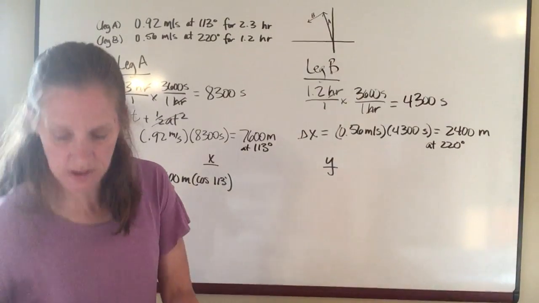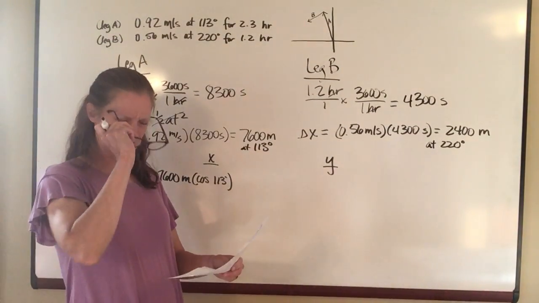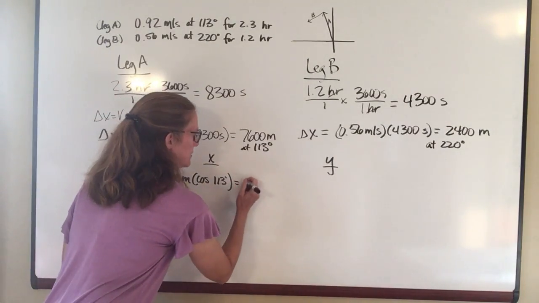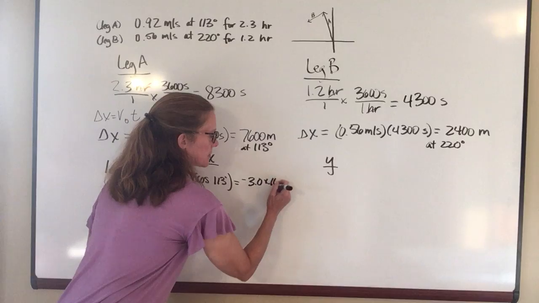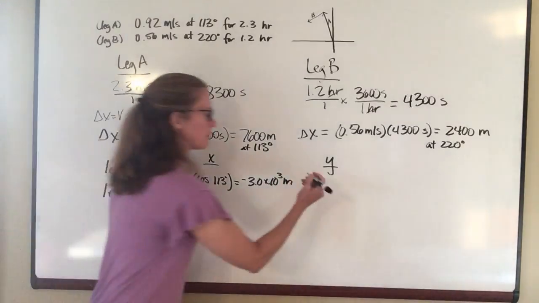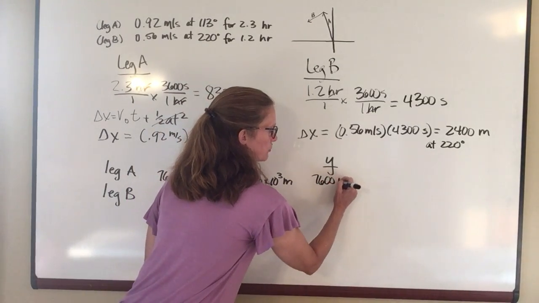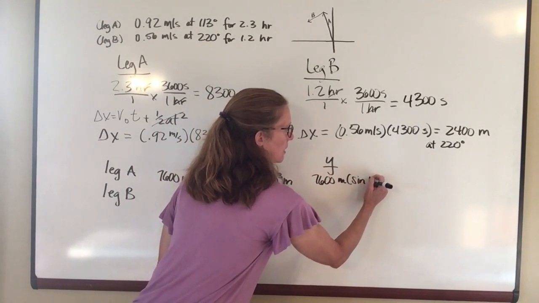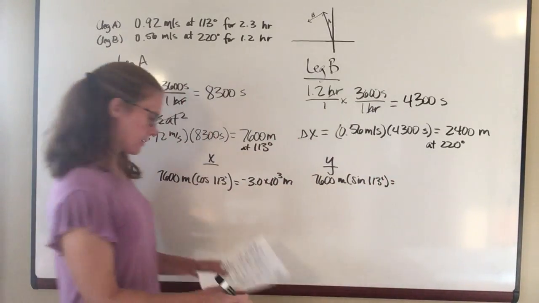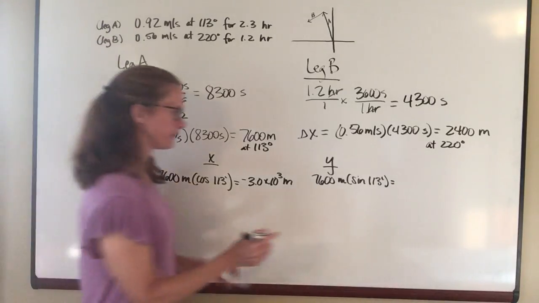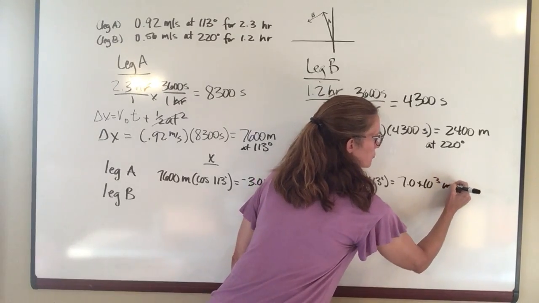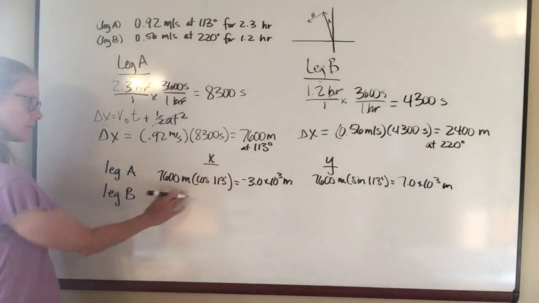And that's going to give me a negative 3.0 times 10 to the third meters as the x component. The y component is going to be 7,600 meters times the sine of 113 degrees. And that is going to give me 7.0 times 10 to the third meters. Okay, so that's leg A.